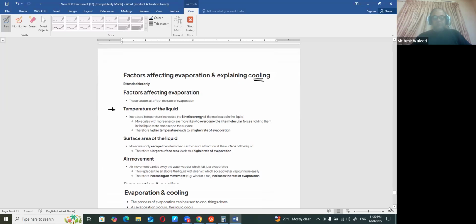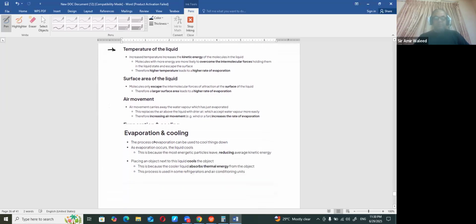We already talked about what exactly happens once evaporation occurs. After evaporation, there is a cooling process. Because the particles having more kinetic energy are going out, what is left behind are the particles having less kinetic energy. So this process is used as a cooling process as well. The process of evaporation can be used to cool things down. As evaporation occurs, the liquid cools. This is because the most energetic particles leave, reducing the average kinetic energy, and placing an object next to this liquid cools the object.